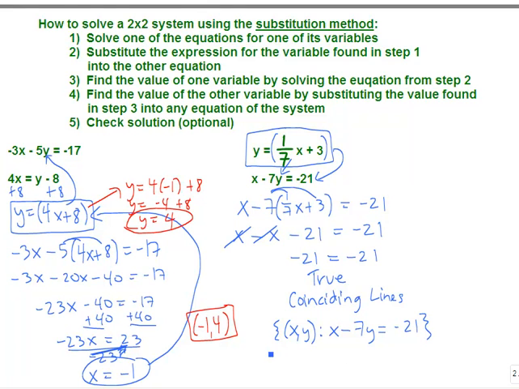And what this means is that we are giving for our answer the set of all x comma y's such that x minus 7y equals negative 21. That's what this notation really means if you were to say it out loud. So we're basically saying that every combination of x and y that satisfy x minus 7y equals negative 21 is going to be our solution.